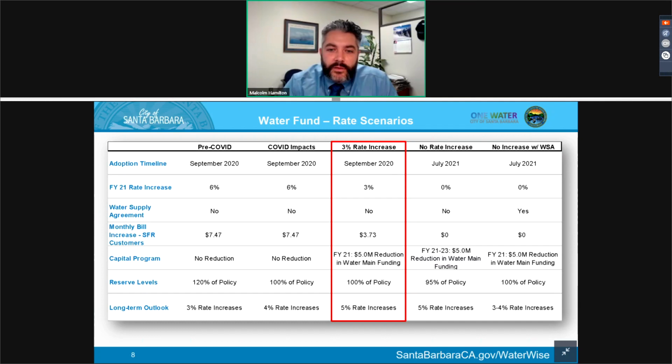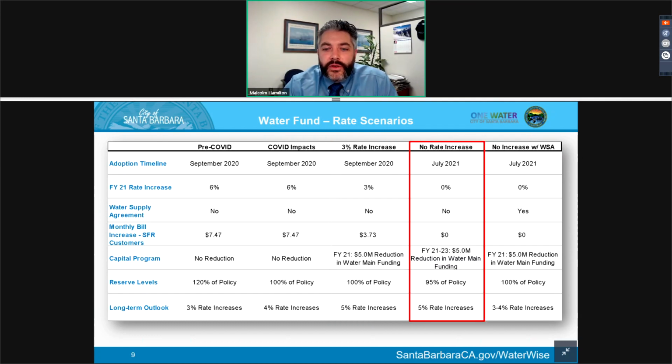Okay, next slide, please. So as we move past the 3% rate increase, we kind of get into the worst of all scenarios here, which is it does provide relief to the community in terms of rates. It also has pretty significant impacts downstream when you don't do a rate increase for a year. So for instance, this is not doing a rate increase for FY21. What happens to our capital program? If you look down there for FY21, 22, and 23, we have to cut the water main program by $5 million each year. So that's about a $15 million cut. We use all of our reserves and then some. So we dip slightly below our policy reserve levels, about 95%. And we hold that rate increase in the long-term outlook at about 5%.